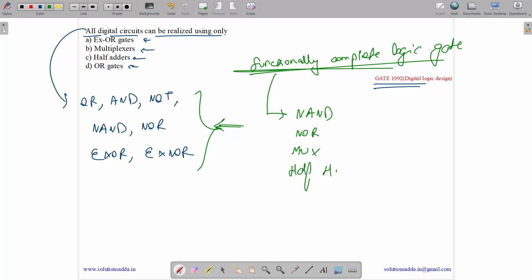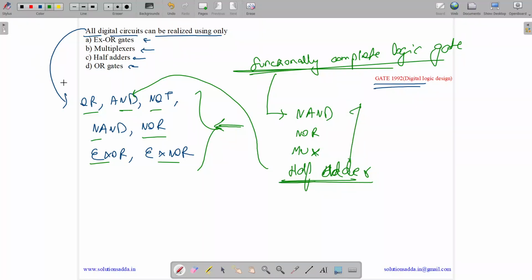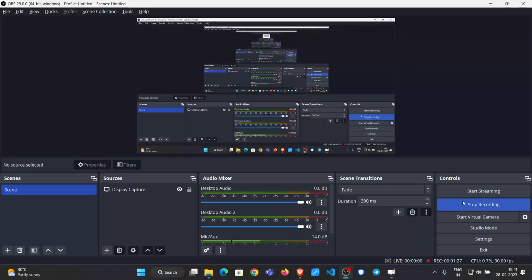So only these 4 are functionally complete, which means suppose we have a half adder, then using this half adder we can make any of these gates: AND, OR, NOT, NAND, NOR, XOR and XNOR. Same with all these 3. So the answer is mux, half adder, NAND, NOR. So NAND, NOR are not in the options. So the answer is option B and C.